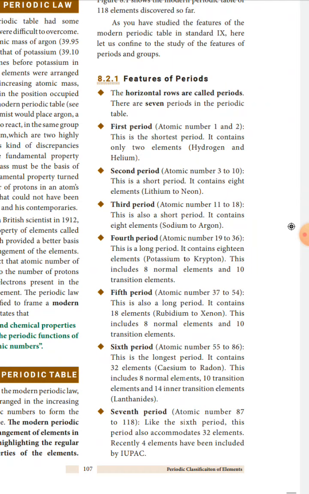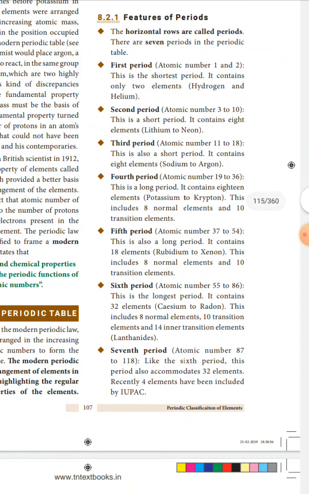And the 18th group, which is the rare gases, is on the right hand side of the periodic table. The periodic table completely separates metals from non-metals, and the position of certain elements which were earlier unfit in the periodic table is now justified because it is based on the atomic number.